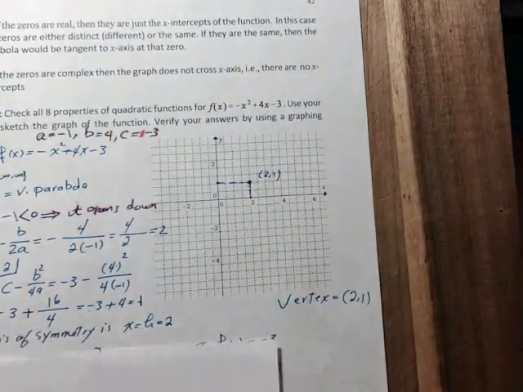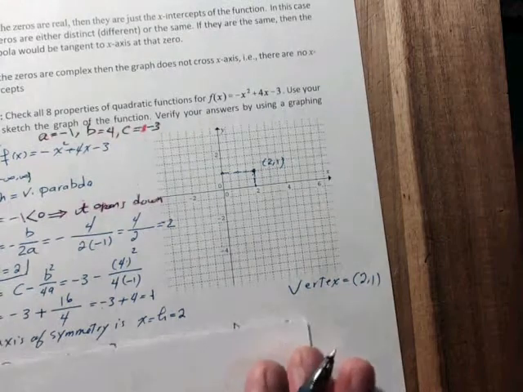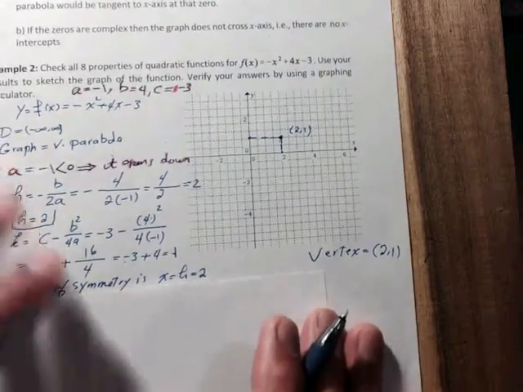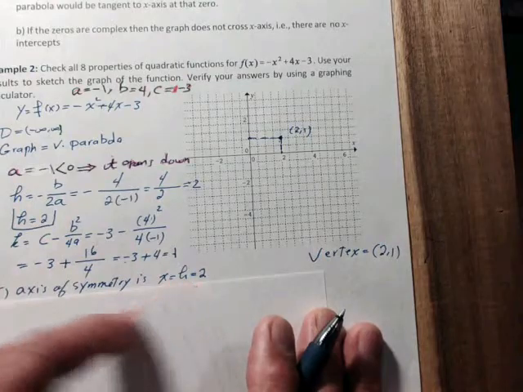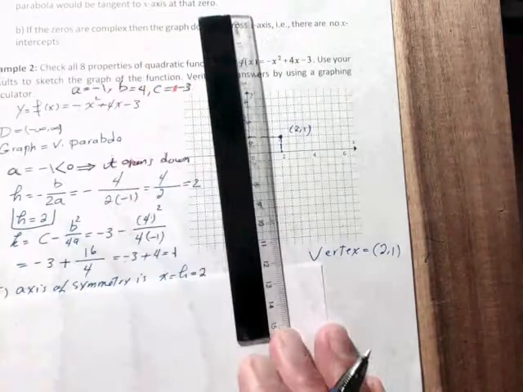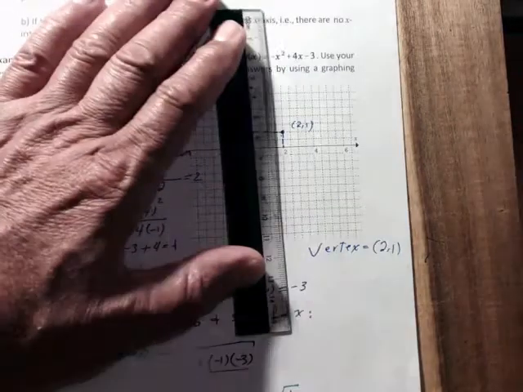Now we go ahead to the axis of symmetry. The axis of symmetry is always x equal to h. I know h is 2, so I draw a vertical line at x equal to 2. That would be the axis of symmetry. So I'm going to do it with red. It's red, see.